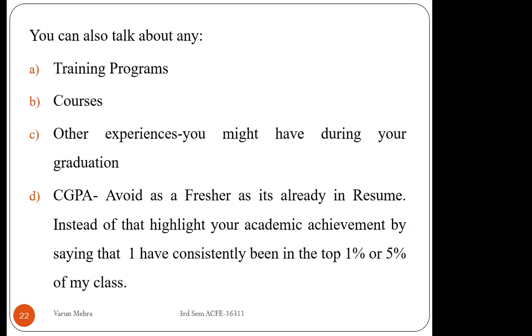And when you tell about your qualification, you have to tell about your CGPA. You can avoid that as a fresher, because they have read it and know how much you have got in your academics. Instead, you can highlight your academic achievement by saying that I have consistently been in the top 1% or 5% of my class. That sounds great, instead of saying that I have got 6 CGPA or 5.6 CGPA or 7 points, which they have already seen in your resume. But any achievement in your academics, you can relate in your introduction.